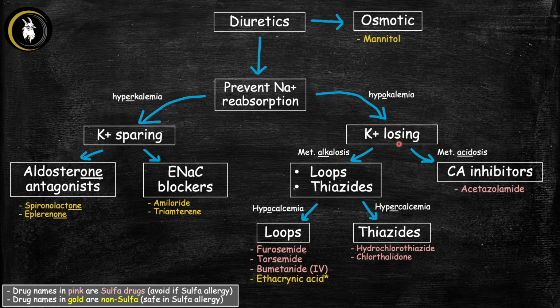On the other hand, the potassium-losing ones could cause hypokalemia, and the next branch point among these is acid-base balance. So one of these can cause metabolic acidosis, and those are the carbonic anhydrase inhibitors, and that's acetazolamide. The other two categories here, which are the loop diuretics and thiazides, would cause metabolic alkalosis. Among these two, the way that you can distinguish is based on the effects on calcium. So remember, loops lose calcium, so they can cause hypocalcemia, whereas thiazides upregulate the calcium reabsorption receptor, so they can lead to hypercalcemia. And then the final point here is that all the drug names that you see here that are in pink have sulfa components, so you have to use with caution in patients who have sulfa allergies.